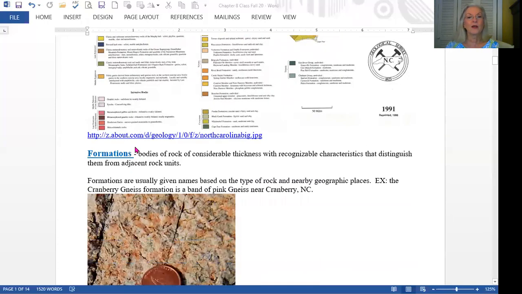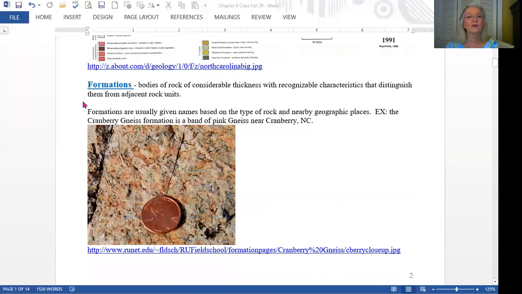So what is a formation? I've talked about them, but we really do need a definition. Formations are bodies of rock of considerable thickness with recognizable characteristics that distinguish them from adjacent rock units. So when you look at it, all the rock ought to be the same type and the same age, and it ought to look different from the things surrounding it.